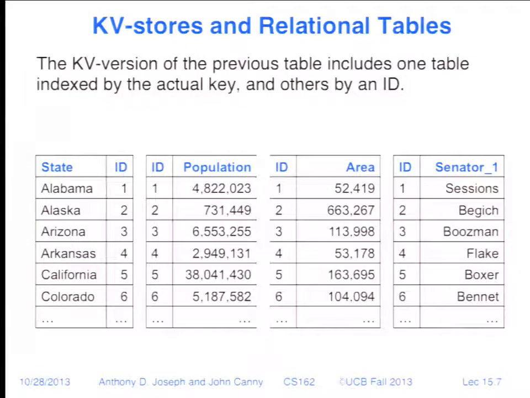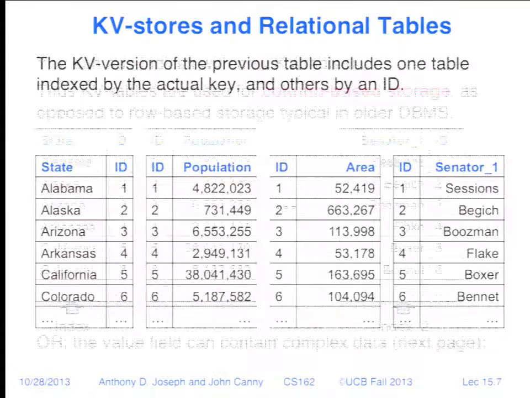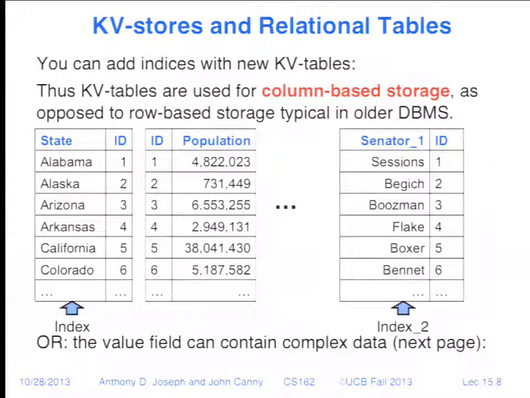And we've done two things here. We've broken this original table into simpler tables, and we've also made access to the data easier if we only want certain fields. And in addition, if we want to have other indices, we can just add them as separate key value stores. For instance, if you want to index by senator, you can add that key value store, and you'll have basically a table with two indices now.